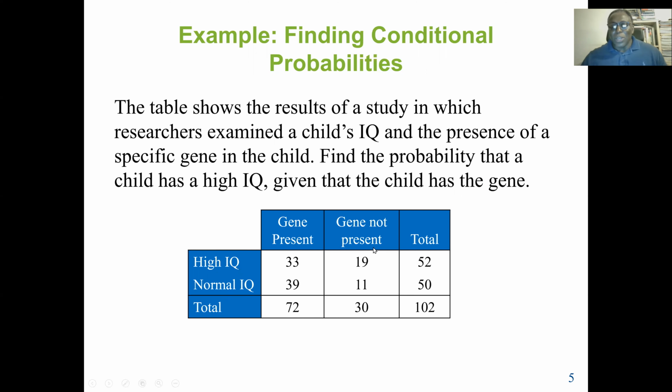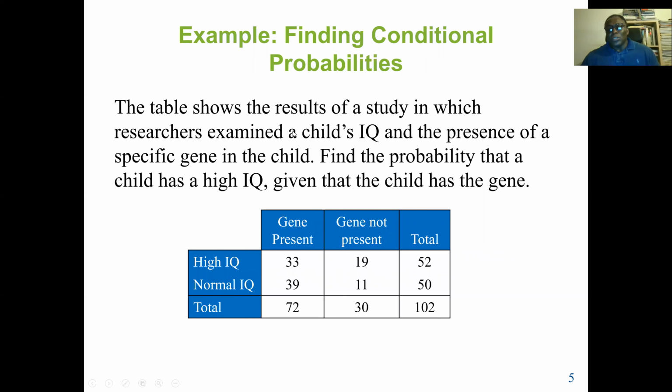Now, given that the gene is not present, high IQ is 19, normal IQ is 11. The total is 30. Now the total for all the high IQ, both for gene present and gene not present, is 52. And the same thing, normal IQ with gene present and gene not present is 39 plus 11, which is 50. And in total we have 102 children. So now let's look at our question.